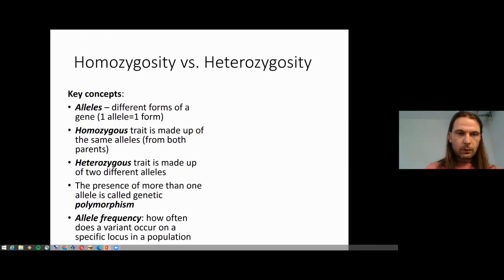So again, some key concepts here to understand what we mean by homozygosity and heterozygosity. Alleles are just a different form of a gene. If both forms inherited from the parents are the same, we have a homozygous trait. Yeah? If they're different, we call it heterozygous. Yeah? And the presence of heterozygous traits is also called polymorphism.